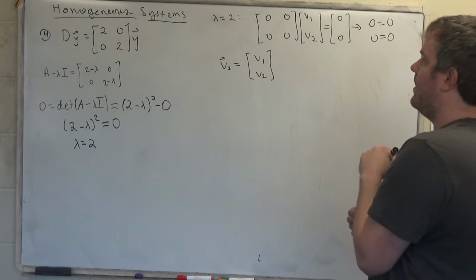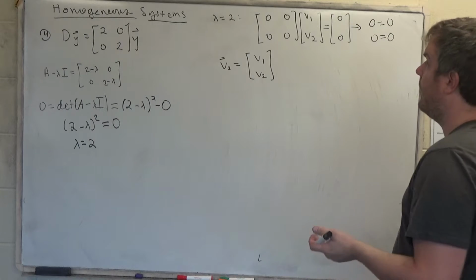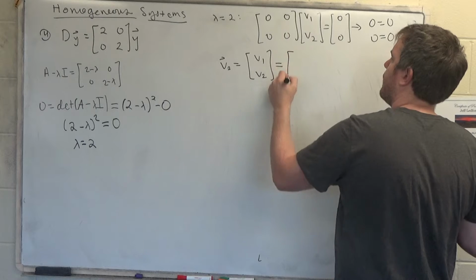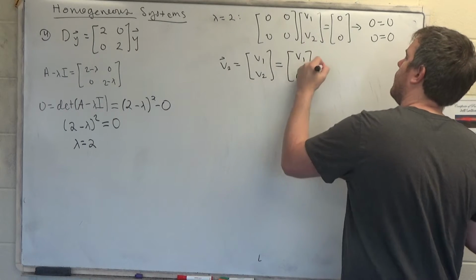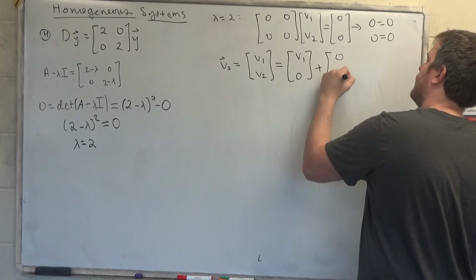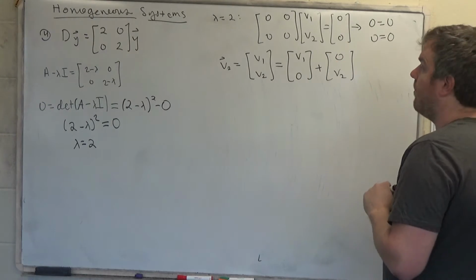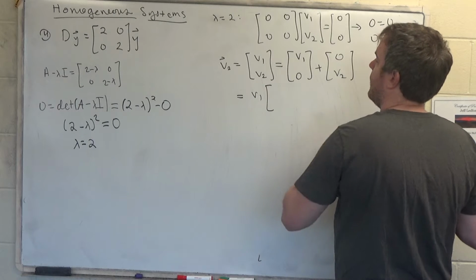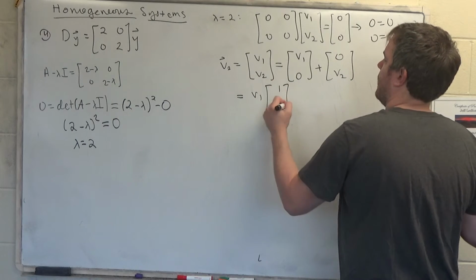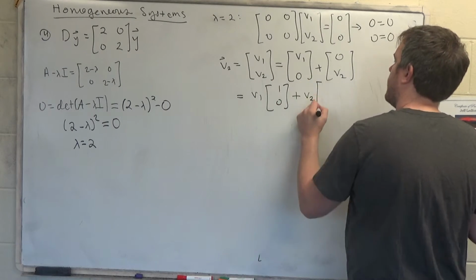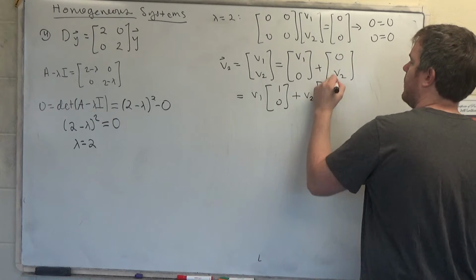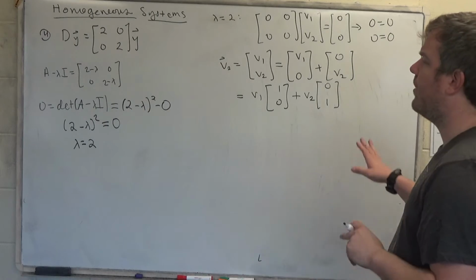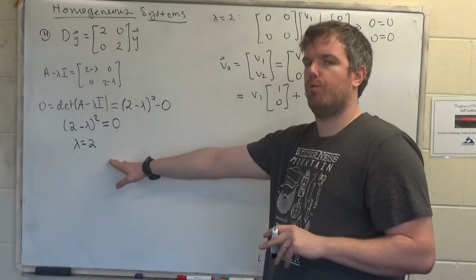Well, I'd like to get non-zero vectors out of this, so I'm going to try to write it as much like what we were doing before. So first, I'm going to write this as v1, 0, plus 0, v2, to show that v1 and v2 don't interact. Next, what I can do is factor out v1 from the first one. And similarly, I can factor out the parameter v2 from the second one. This gives me two distinct eigenvectors for the eigenvalue 2.